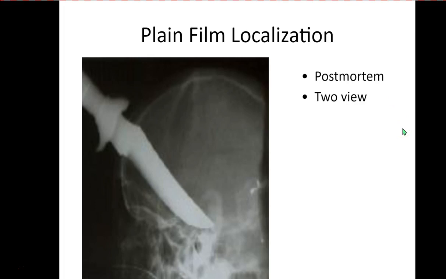Next, we can certainly use X-ray to help identify cause of death in post-mortem autopsies. So in this case, of course, the patient has a large blade in their cranium. This would be a lateral view of the skull. Remember, it would be very important to also obtain an AP or a 90-degree view as well.